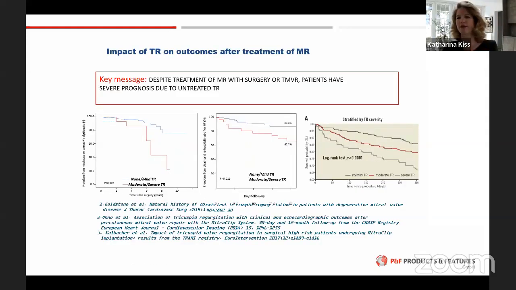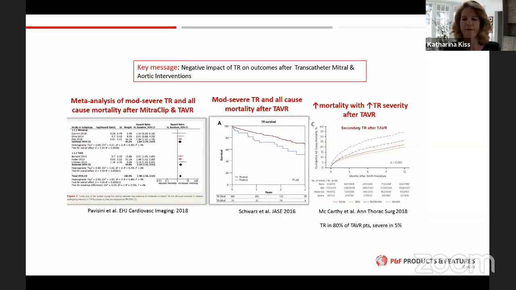What happens if we treat mitral regurgitation? And I think this is a very recent topic. We have a lot of possibilities now to treat mitral disease. In the presence of moderate to severe tricuspid regurgitation, we will still have a significant impact on mortality. So it will not help us to only address the mitral valve. We need to take the tricuspid valve into consideration. And this has been shown in several large clinical trials.